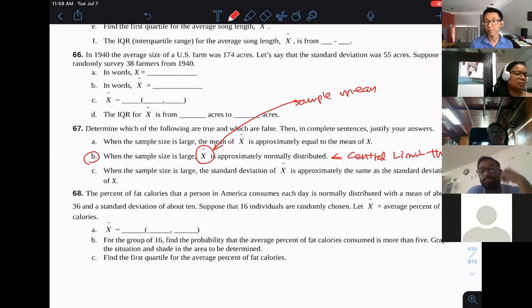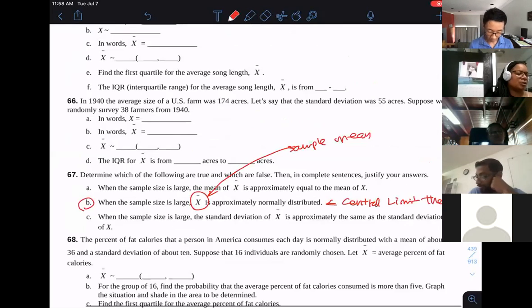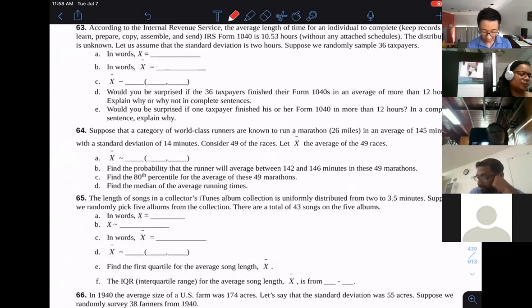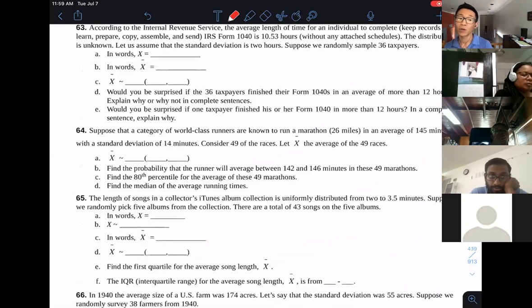Can you look at 64D real fast? I just wanted to see how to find the median age. If you have a normal distribution, the mean and the median are basically the same thing because it's the number right in the middle. So they could have asked what's the mean average of age and running time. Okay. The same as the median.